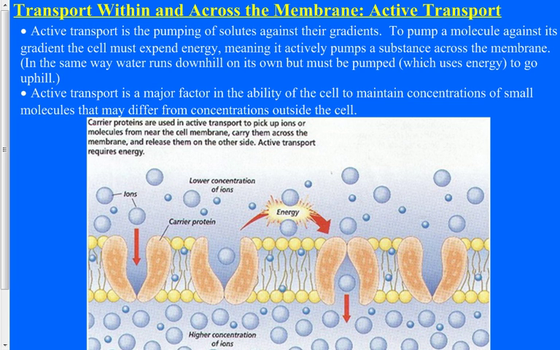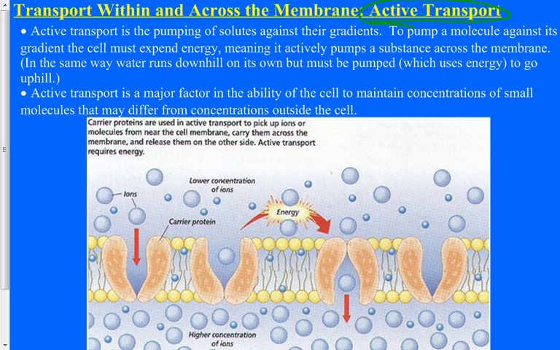Okay, last form of transport, last type, sorry, there's three types, and then we'll talk more about kind of the subcategories of them. The last type is the opposite of the first two. Okay, the first two were passive, didn't require any energy from your cell. The last kind is active transport.